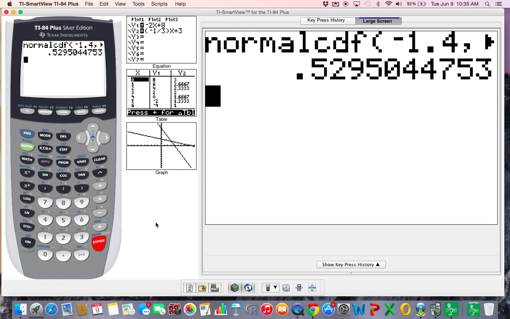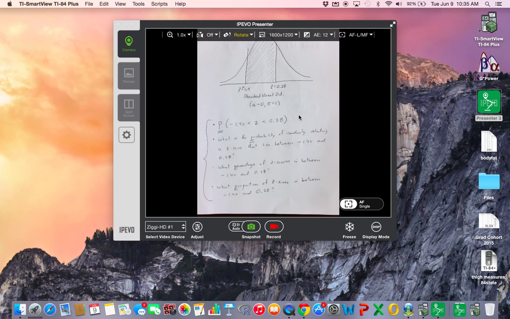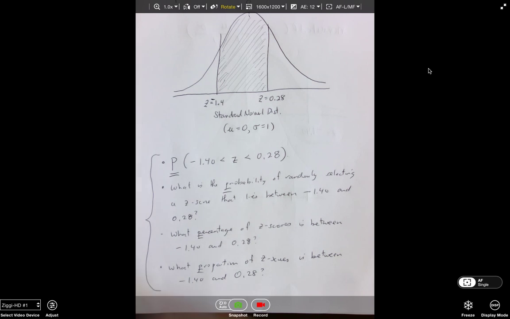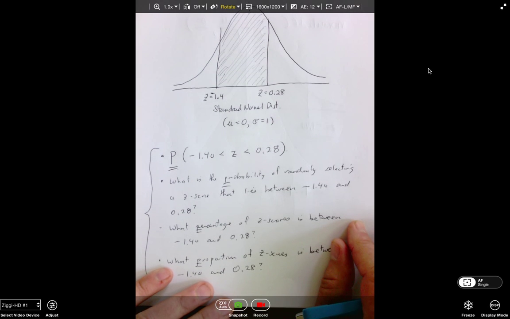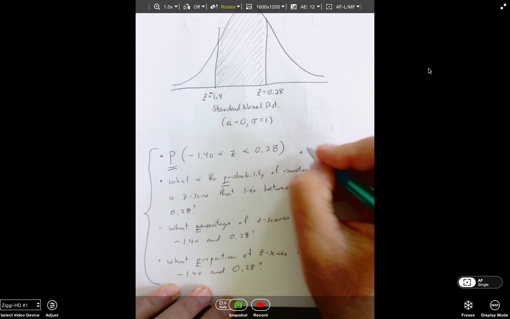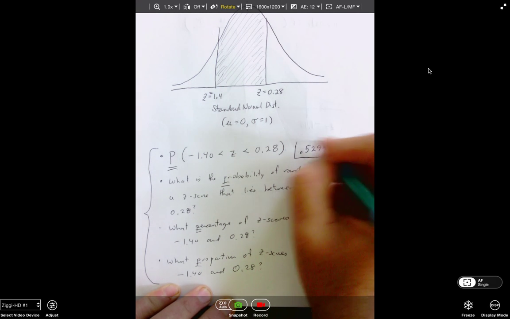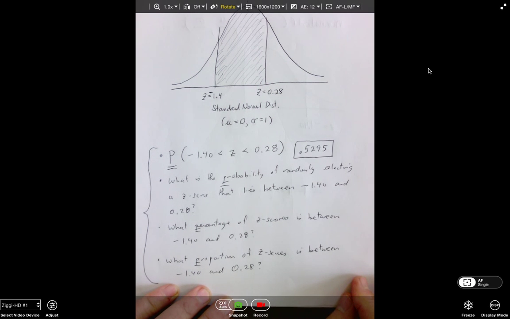So 0.5295 is our answer from our calculator. So depending on the way we were instructed to answer this, the answer there would be 0.5295, assuming we were to round to 4 places.